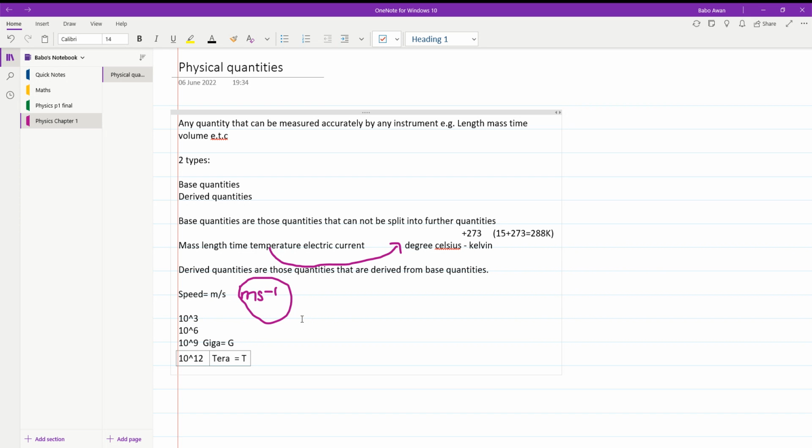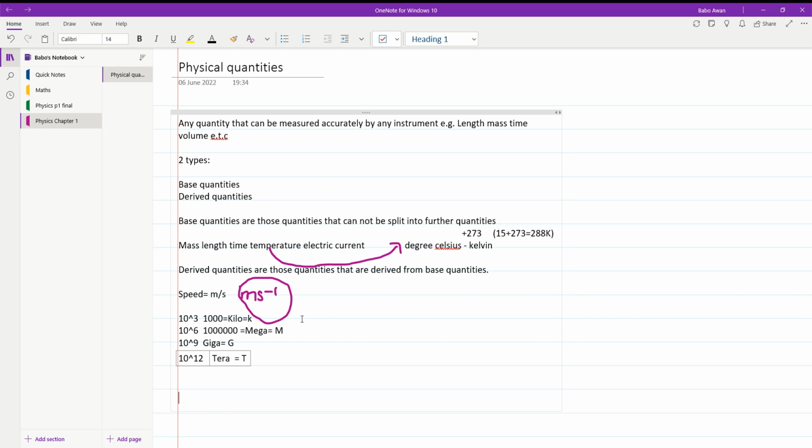Now, what does 10 power 6 mean? 10 power 6 means 1 million, and 1 million means mega. And you can write it as a capital M. And then 10 power 3 is 1000, which equals kilo, and you can write it as a small k.